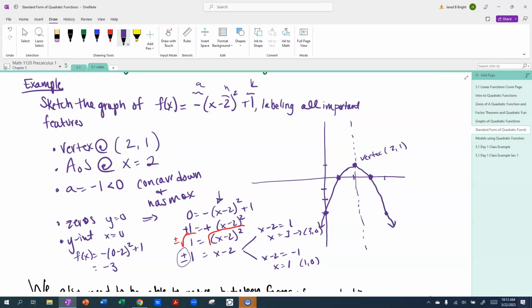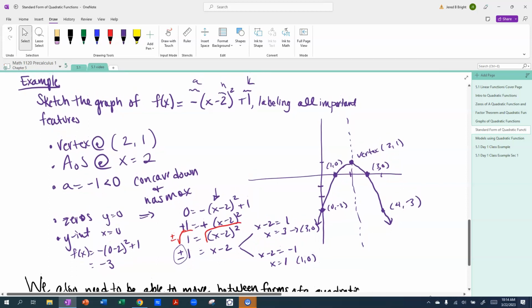I'm just going to label these as 3, 0, 1, 0, and 0, -3, and I'm going to label this as 4. That's a distance of 2, so it'd be 4 over here because it's 2 away, and then -3. And there I go. I have my graph of my parabola. So you can use this as a different way to get the graph of a parabola.